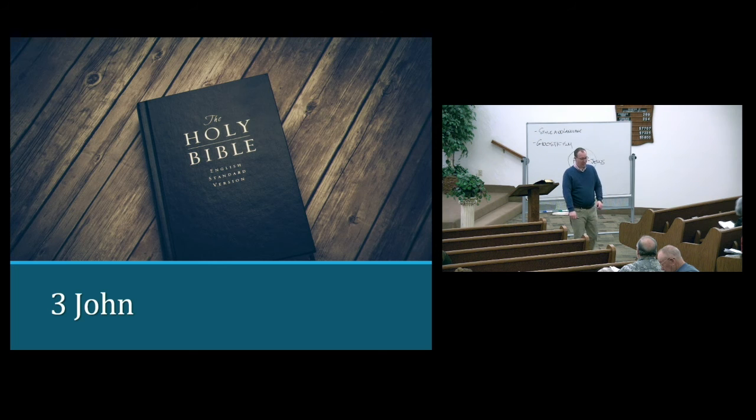3 John. Who's the author? John. Who's it written to? Gaius. Okay, so now we have an actual individual. What it seems like to me is 1 John is very general, 2 John to a congregation, 3 John to an individual, most likely in that congregation of 2 John. That's kind of how I view it. That's just an opinion. So in 3 John, he writes to Gaius.